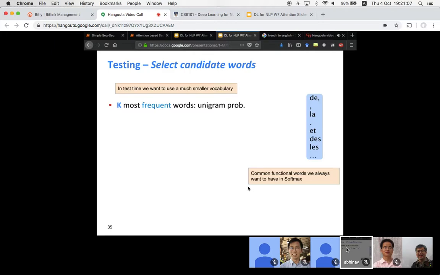So at test time, what they're trying to do is speed up both things. You couldn't just speed up training time, because then test time becomes a bottleneck. So at test time, they came up with a mechanism called a candidate list. They separate some words out. They call it the most frequent words, a unigram prior. So it will be added to the softmax. It's like common function words we always have to have in the softmax.